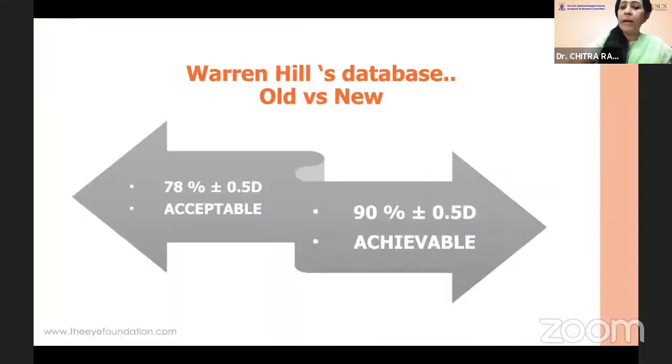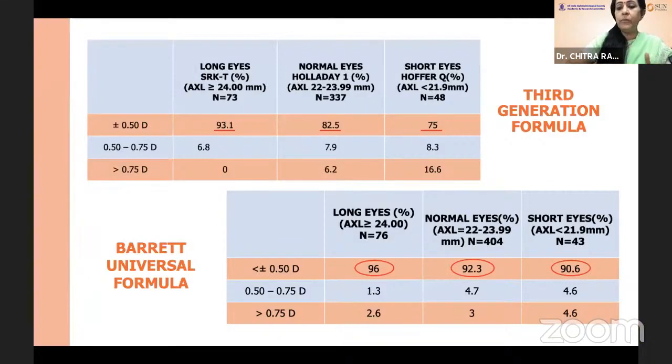So then, is it bad to use older formulas? No, it isn't. We do, but with experience understand the value of these formulas in normal eyes. But let's even look at the Warren Hill database. Like earlier, when they had lesser data, there was 78% of them within plus minus 0.5. But today, with more and more post-operative results being incorporated in the database, there are more than 90% who are within plus minus 0.5, an achievable target.